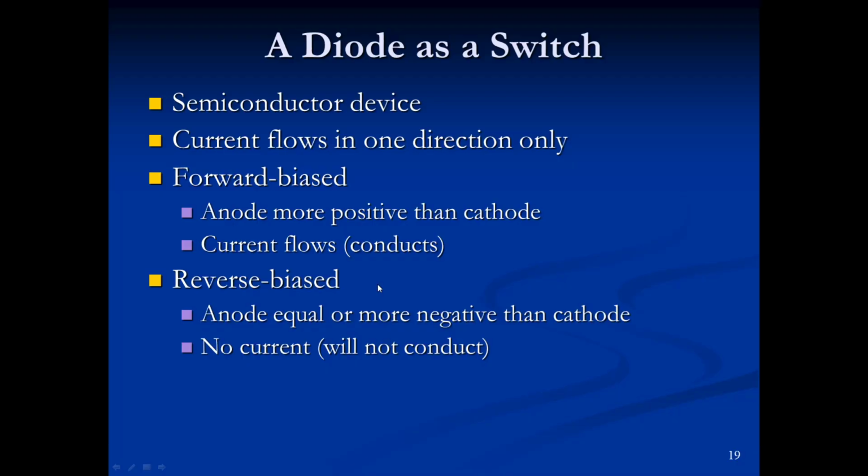So, moving on to diodes as switches. A diode is a semiconductor device, and they don't show it here, but I'll go ahead and draw it. The symbol for a diode is a little triangle with a flat thingy at the top of the tip of the triangle.